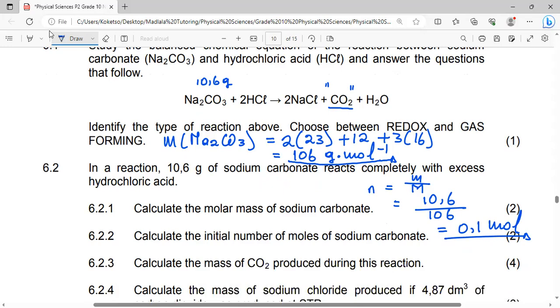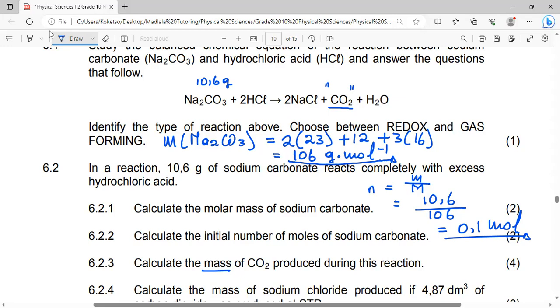Now, 6.2.3. Calculate the mass of carbon dioxide that is produced during this reaction. Carbon dioxide is one of the products. Now, how do we find the mass? Because if we give this reaction and the statement a good look, we are given nothing about carbon dioxide. So how then can we find something if we are given nothing? That's when we use the principles of stoichiometry: we use what we have to find what we don't have.